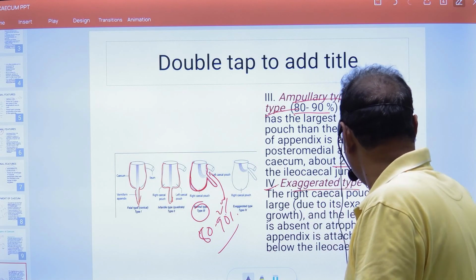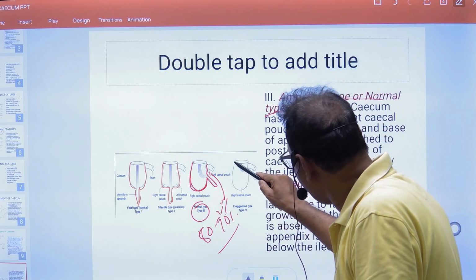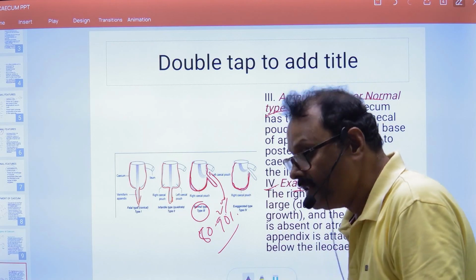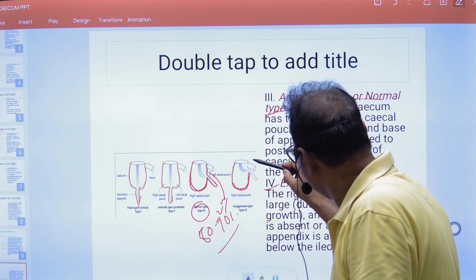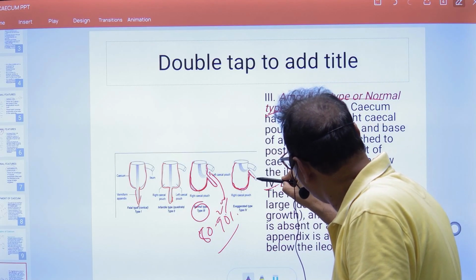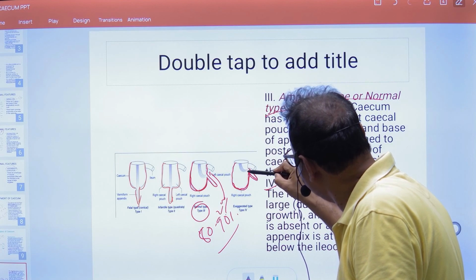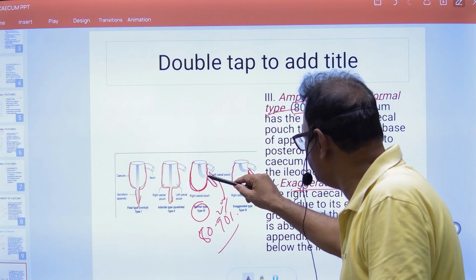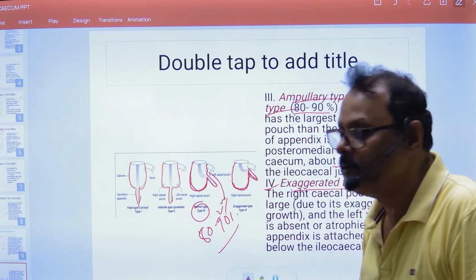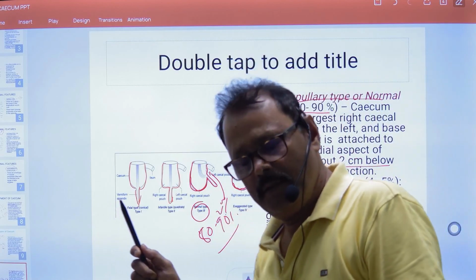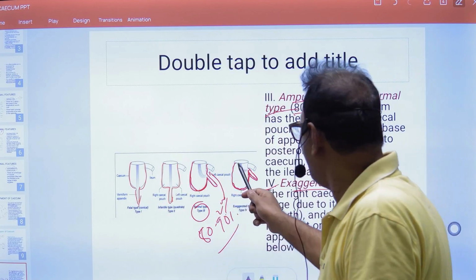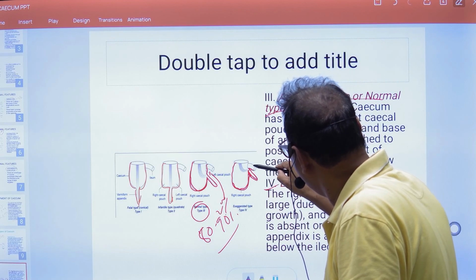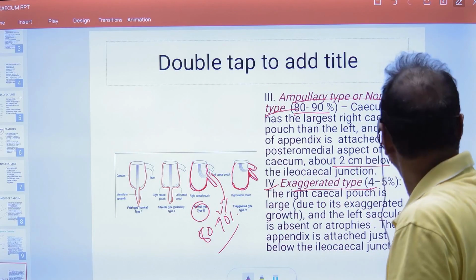And the next is the exaggerated type, which is 4.5%. The right side grows much more than the left side, and the left is either rudimentary or absent, so the appendix develops just below the ileocecal junction. The 2 centimeter distance between the ileocecal junction and the appendix is omitted, and the appendix comes just below the ileocecal junction.